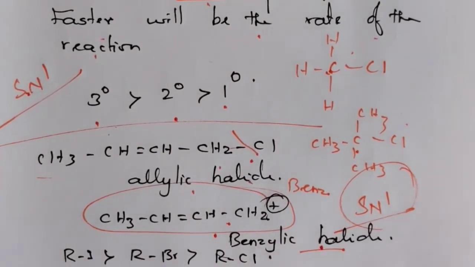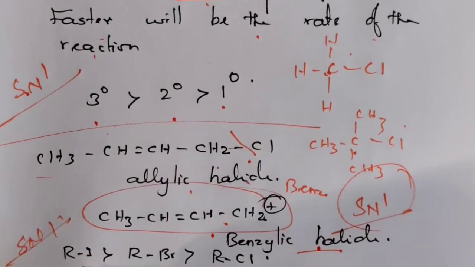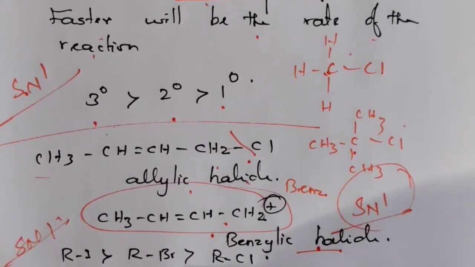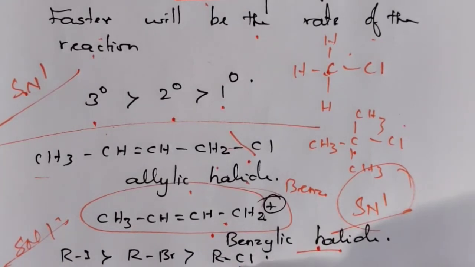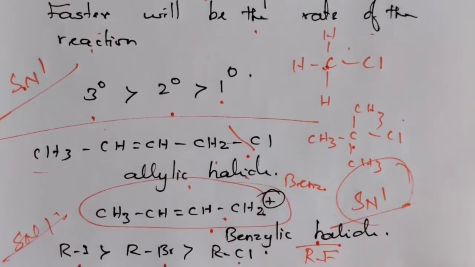For a given alkyl halide in the SN1 reaction, alkyl iodides are more reactive than alkyl bromides. Alkyl bromides in turn are more reactive than alkyl chlorides. For alkyl fluorides, the reaction is very slow.